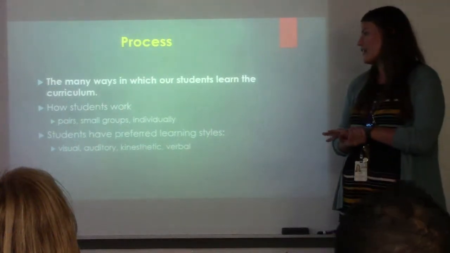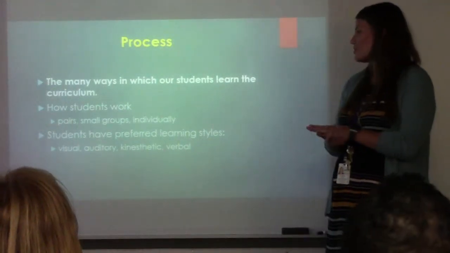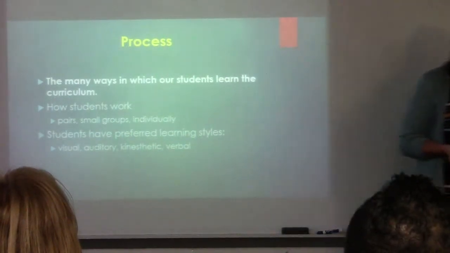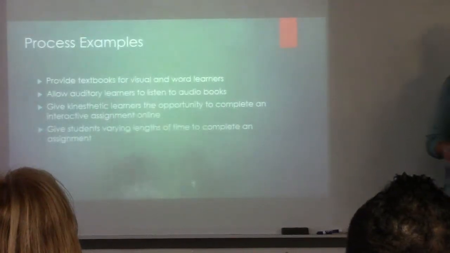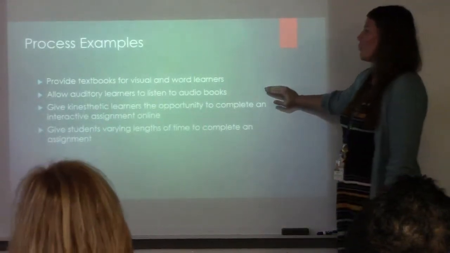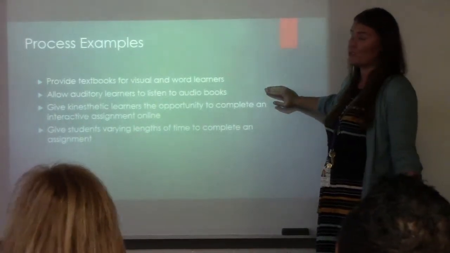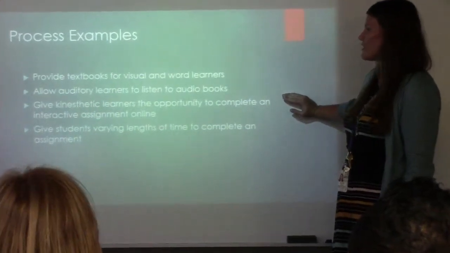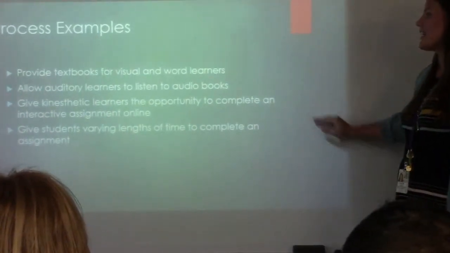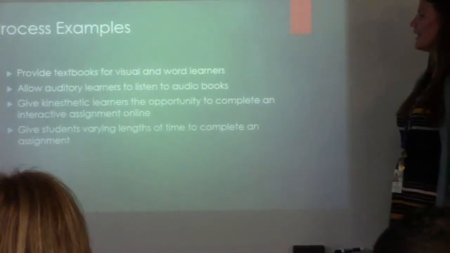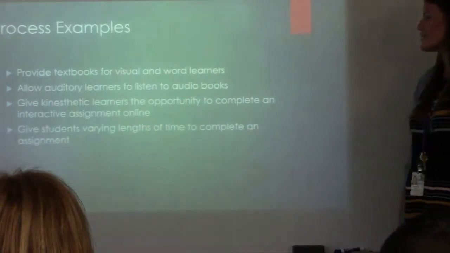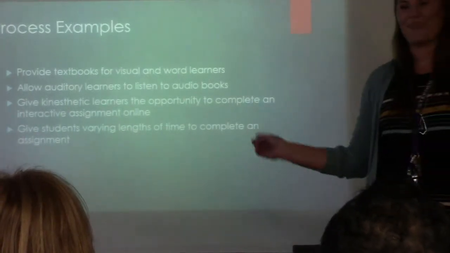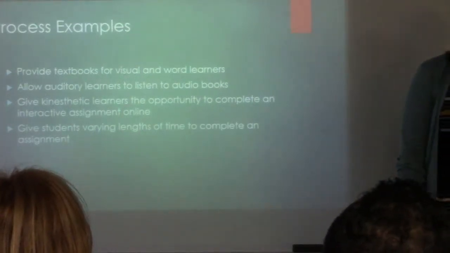Students have preferred learning styles. We all know that some kids are visual, some are auditory, kinesthetic, or verbal in how they learn best. Some process examples would be, for visual and word learners, textbooks, since some students like to look and see in the textbooks. Allow auditory learners to listen to audiobooks. Give kinesthetic learners the opportunity to complete an interactive assignment online, or give students varying lengths of time to complete an assignment. A lot of these that are mentioned, y'all already mentioned that you are doing in your classrooms.